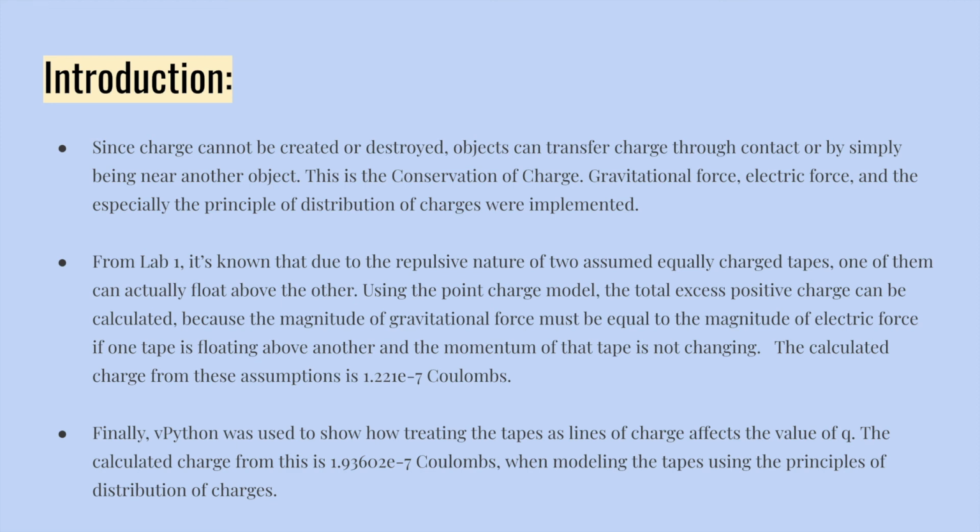Finally, VPython was used to show how treating the tapes as lines of charges affects the value of Q. The calculated charge from this is 1.93602 times 10 to the negative 7th coulombs when modeling the tapes using the principles of distribution of charges.